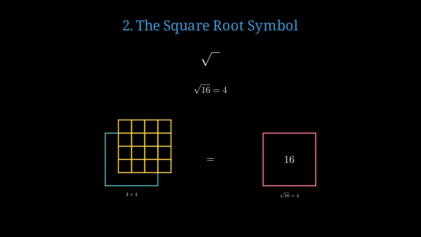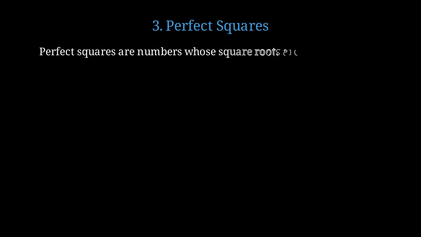Visualizing this, a 4 by 4 grid contains 16 squares. The square root of 16 tells us the side length is 4. Some numbers have whole number square roots, called perfect squares. Perfect squares are special numbers whose square roots are whole numbers, like 1, 4, 9, 16, and so on.